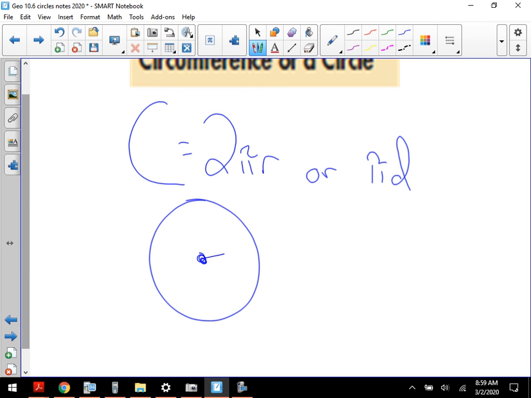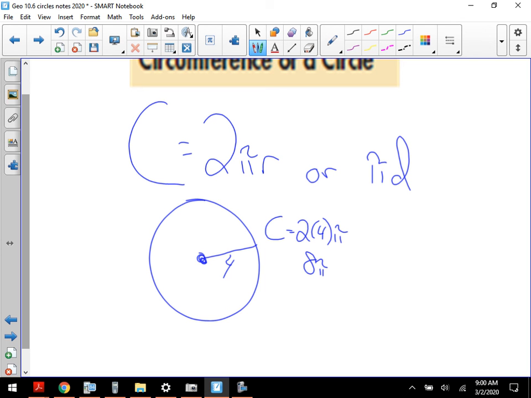So if you have your circle, you have a radius of 4. Your circumference would be 2 times 4 times pi, otherwise known as 8 pi. Now remember, that's distance. The other part of this that we're going to talk about is what's called arc length.